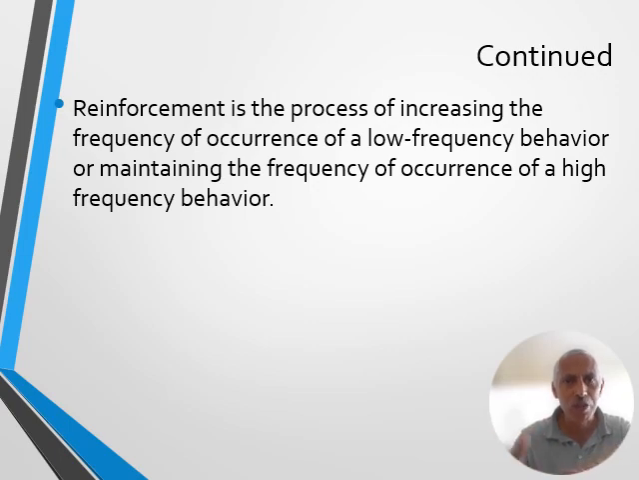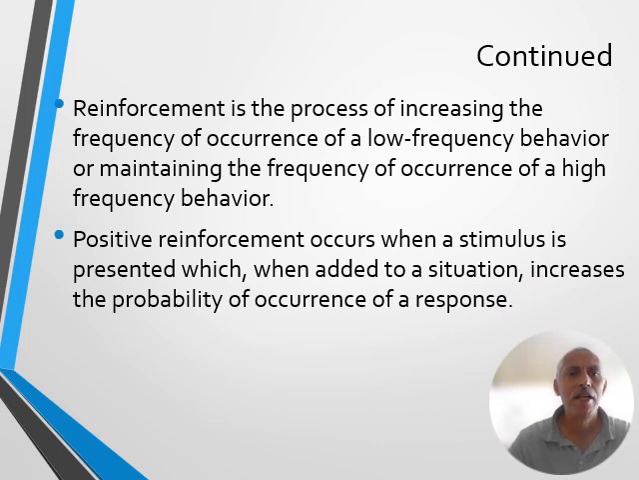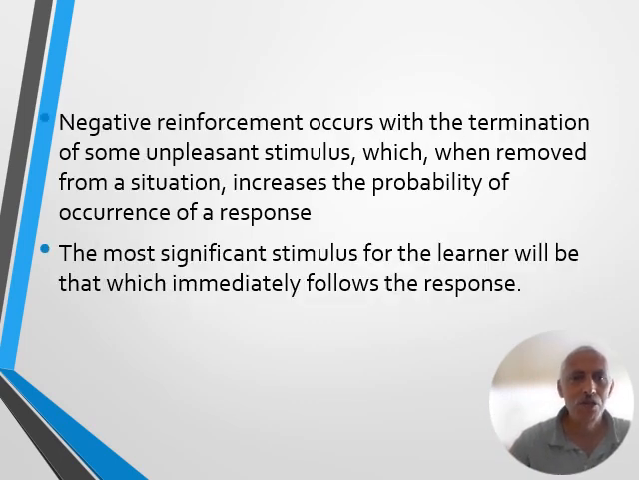We reinforce it in different ways. Positive reinforcement occurs when a stimulus is presented, which when added to the situation increases the probability. So there is positive reinforcement, and there is negative reinforcement. Positive reinforcement is when you give something, you add something good that the learners want. Negative reinforcement is when you remove something that they don't want. Negative reinforcement has to do with removing an unpleasant stimulus.